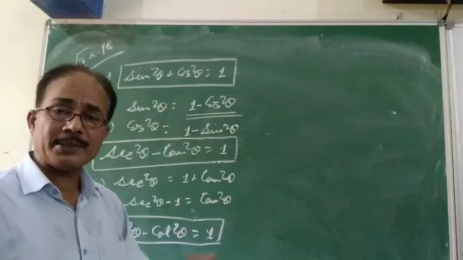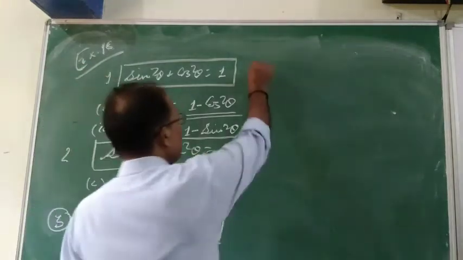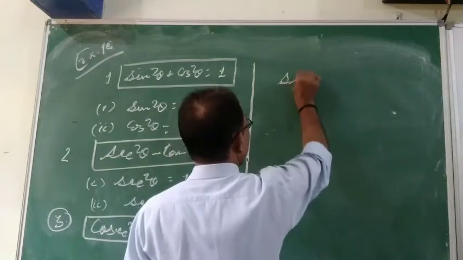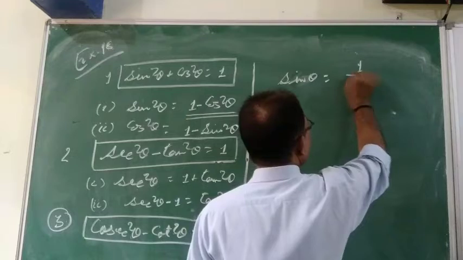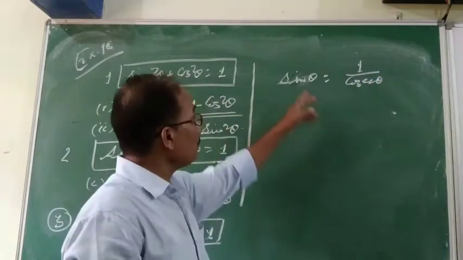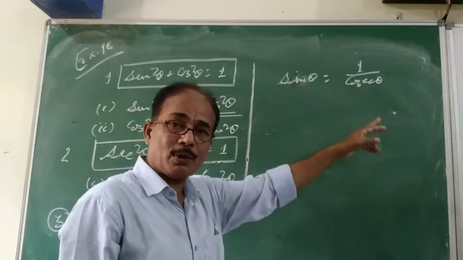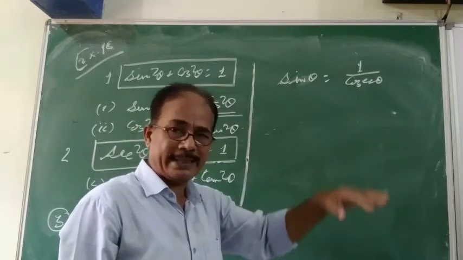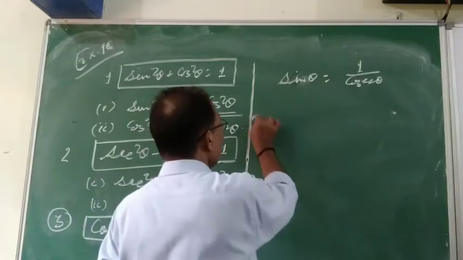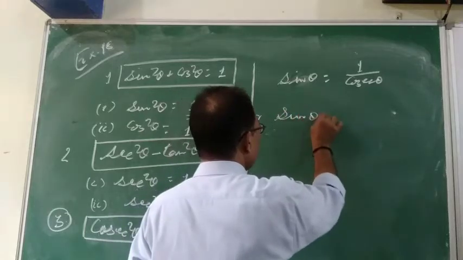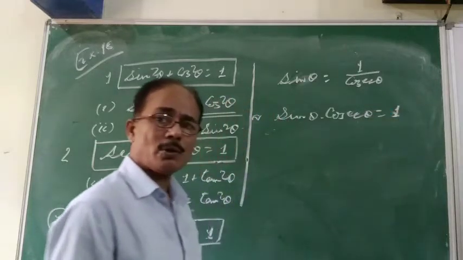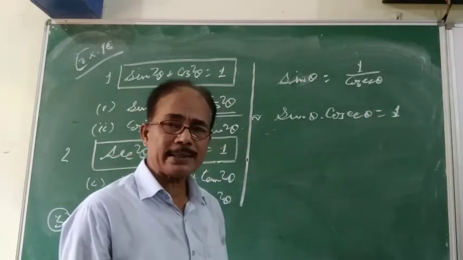Second part of the identities. Look here, sin theta equal to 1 by cosec theta. You have already studied the value of sin theta and the value of 1 by cosec theta, because sin and cosec are inversely related. So sin theta can be given as 1 by cosec theta, or sin theta into cosec theta is also equal to 1. This is also called the second part, formulas of identities.